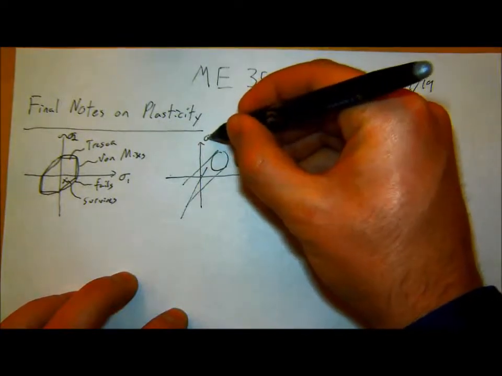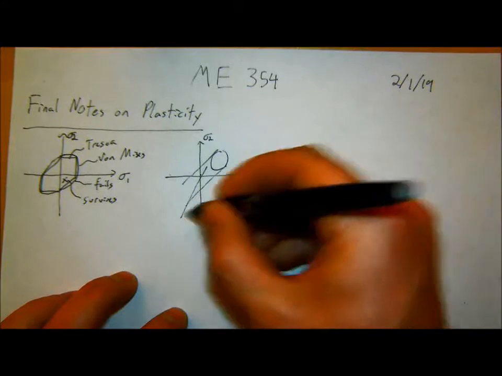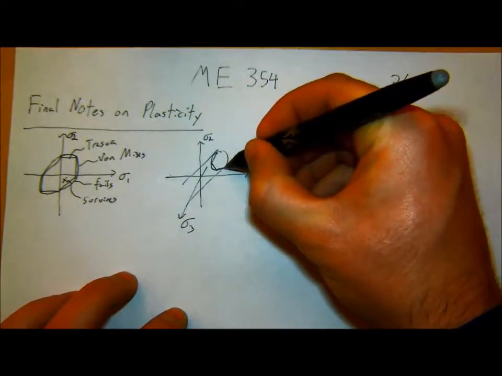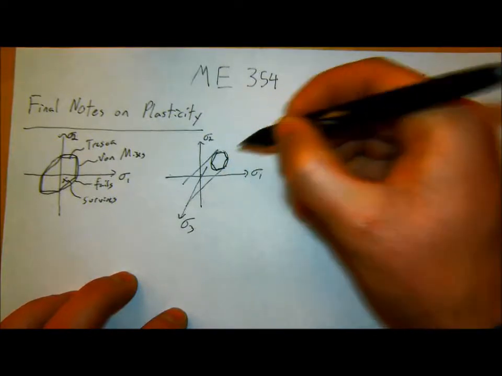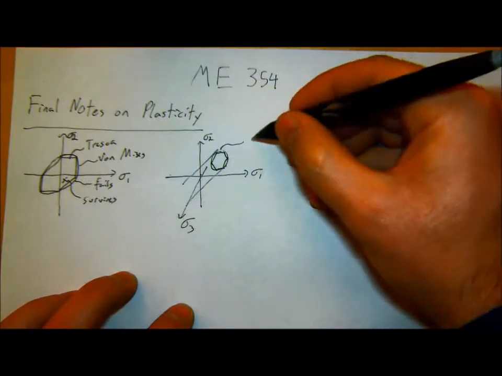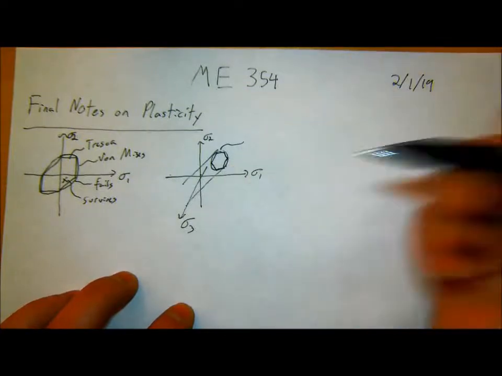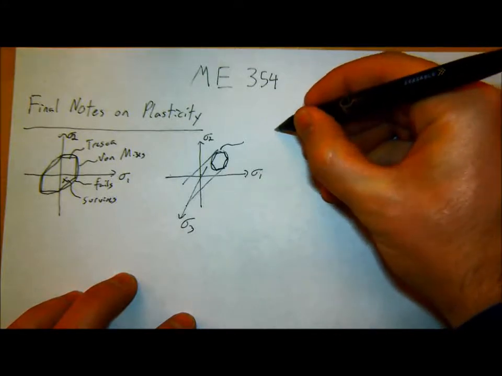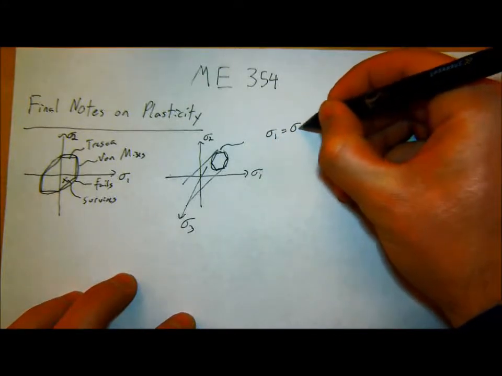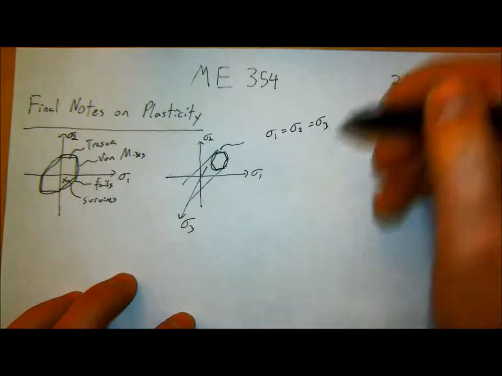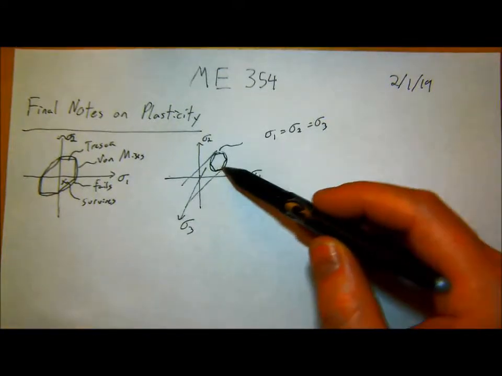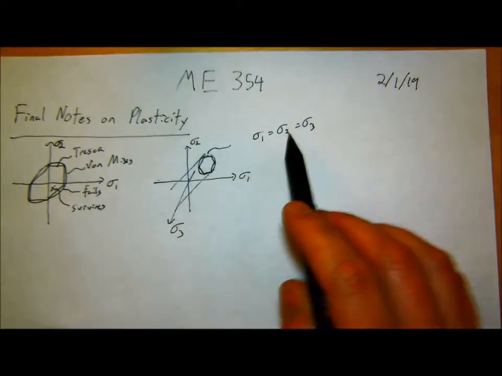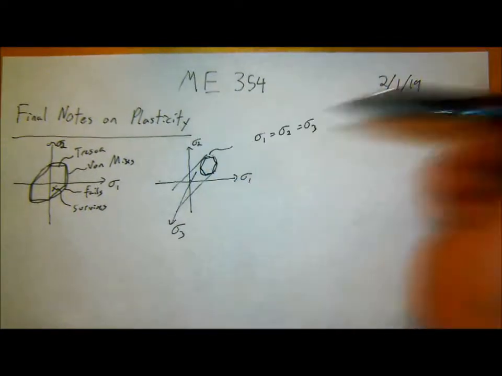Where this is sigma 2, sigma 1, sigma 3, and the Tresca surface is actually a hexagon that goes through space. Because if you remember, for our von Mises condition, we said we're taking away the hydrostatic part of the loading, the hydrostatic part being where sigma 1 equals sigma 2 equals sigma 3. So this cylinder is oriented along that 1-1-1 axis, where sigma 1 equals sigma 2 equals sigma 3. That's the center of this cylinder.